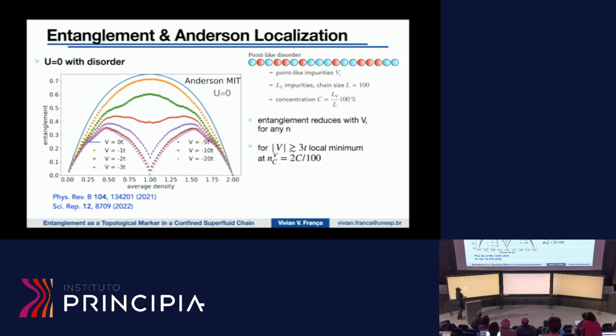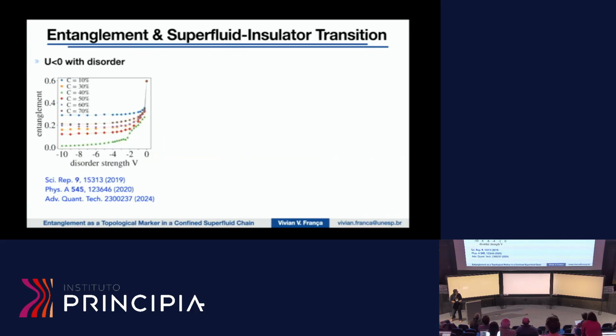But the point here is that for this particular case, at this particular point, the linear entropy goes to 0 if I increase this V, in contrast to the Mott insulator case. In the sense that at this particular critical point here, we are seeing a fully localized state. Now, I think I have to hurry a little bit.